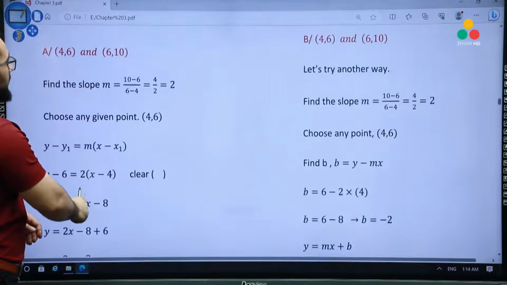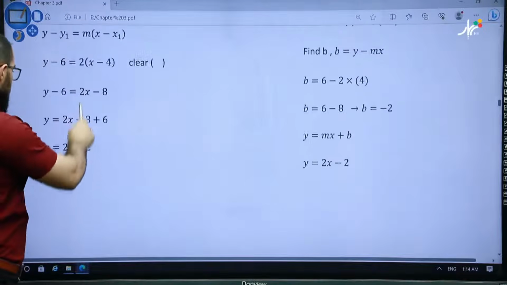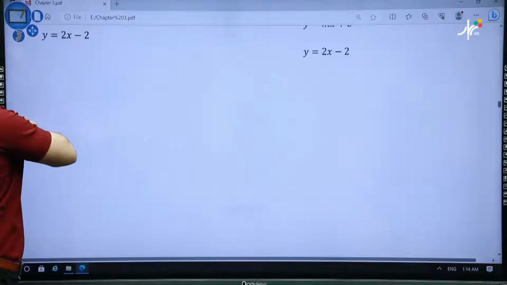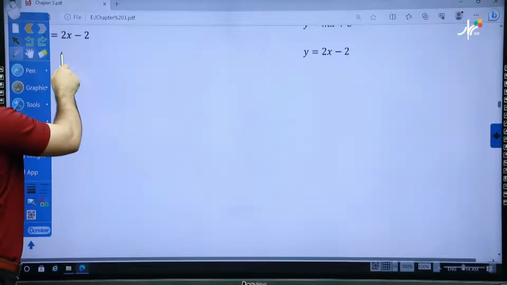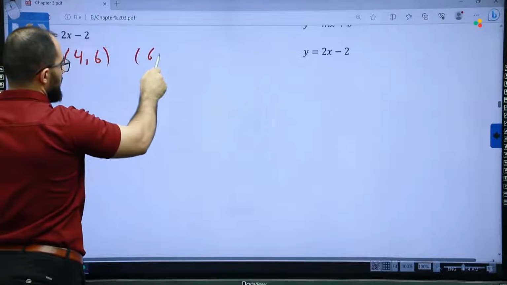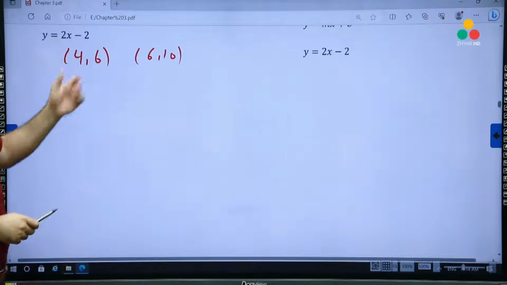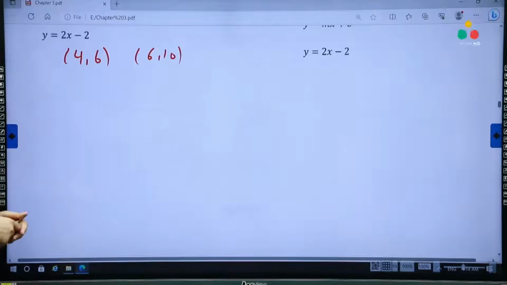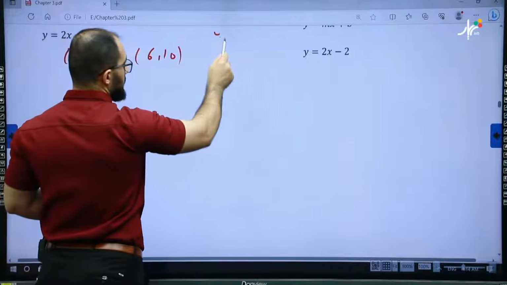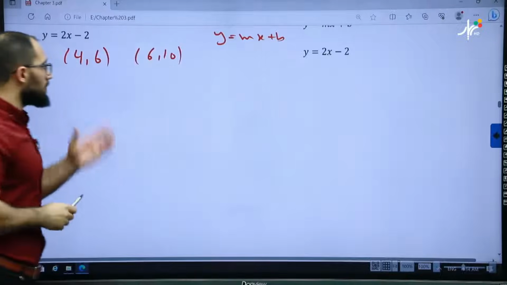So we have two points: 4 and 6, and 6 and 10. It says find the equation of the line that passes through these two points, in slope-intercept form, y is equal to mx plus b. Then how to do it?